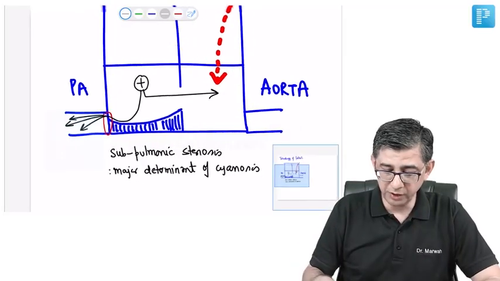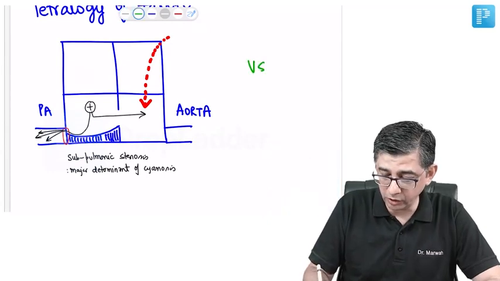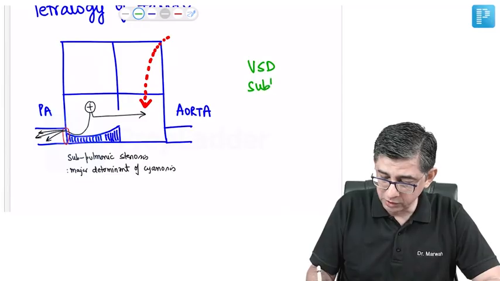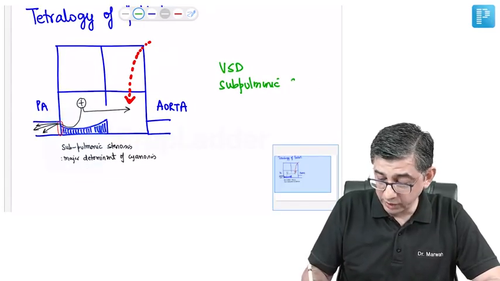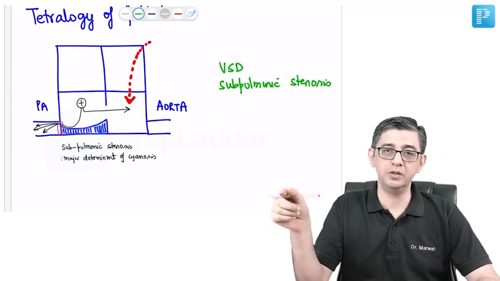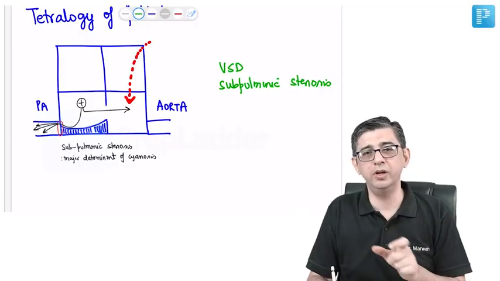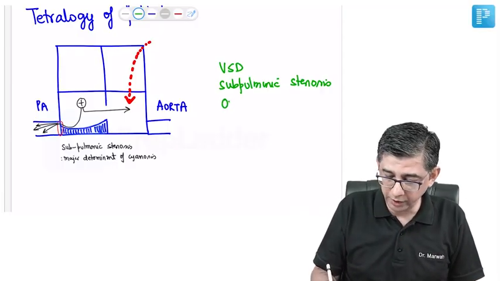There are a total of 4 defects which are present here. I'll just enumerate the names and then I'll talk about TET spells. We have a VSD present here. Subpulmonic stenosis is anyway the major determinant of cyanosis. I wrote that again because people miss that word sub. It's written pulmonic stenosis in the MCQ. It is subpulmonic stenosis, like in HOCM, where it was subvalvular aortic stenosis. Similarly here. Then there is overriding of the aorta.